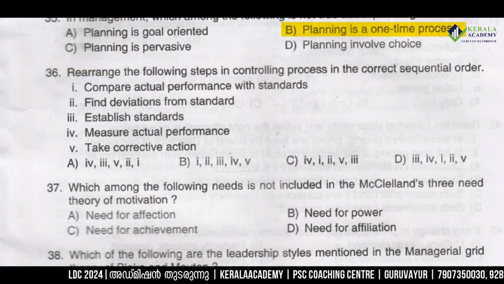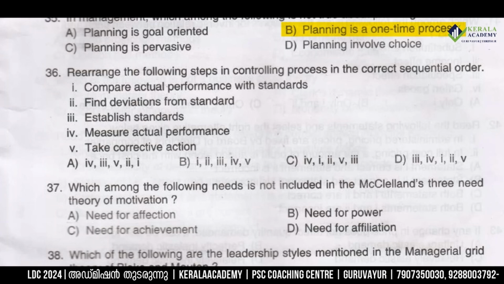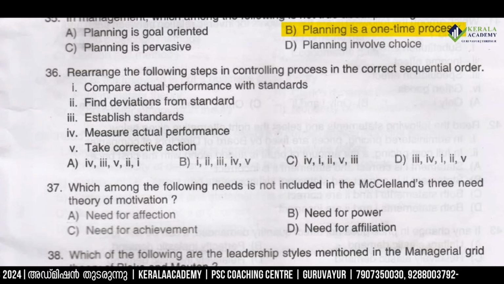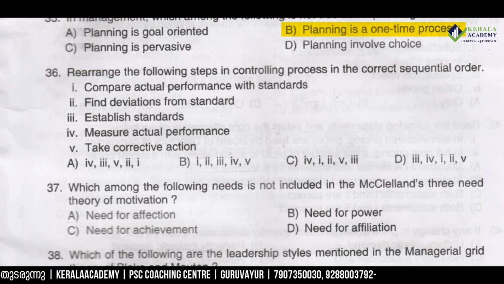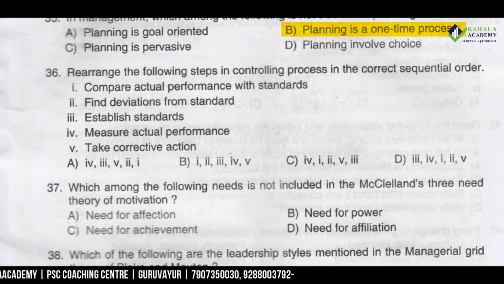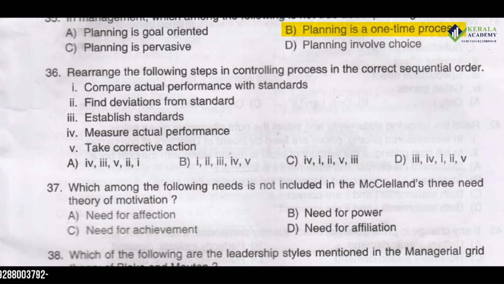Option A, 4, 3, 5, 2, 1. Option B, 1, 2, 3, 4, 5. Option C, 4, 1, 2, 5, 3. Option D, 3, 4, 1, 2, 5. Correct answer option D.